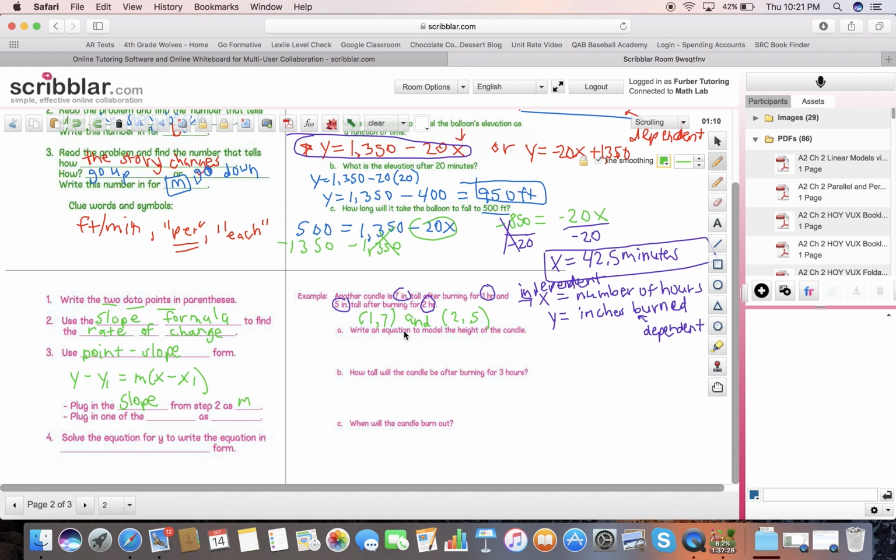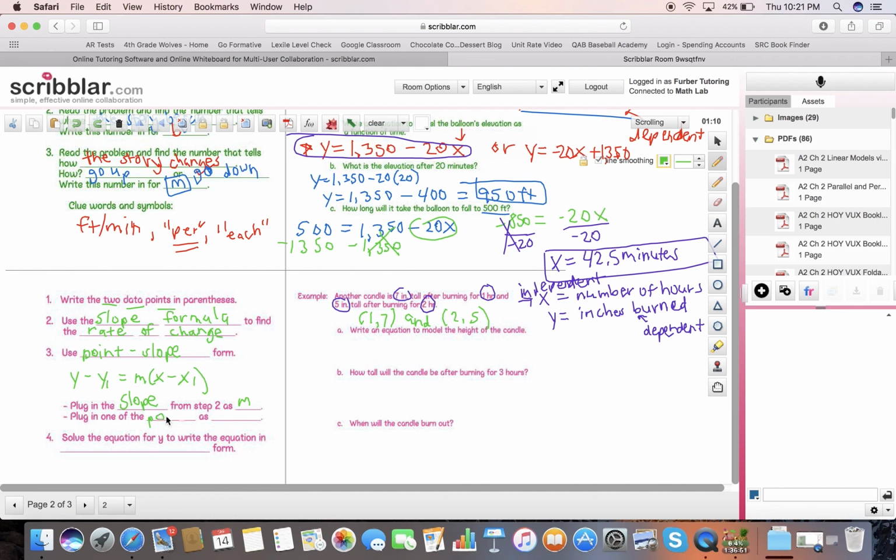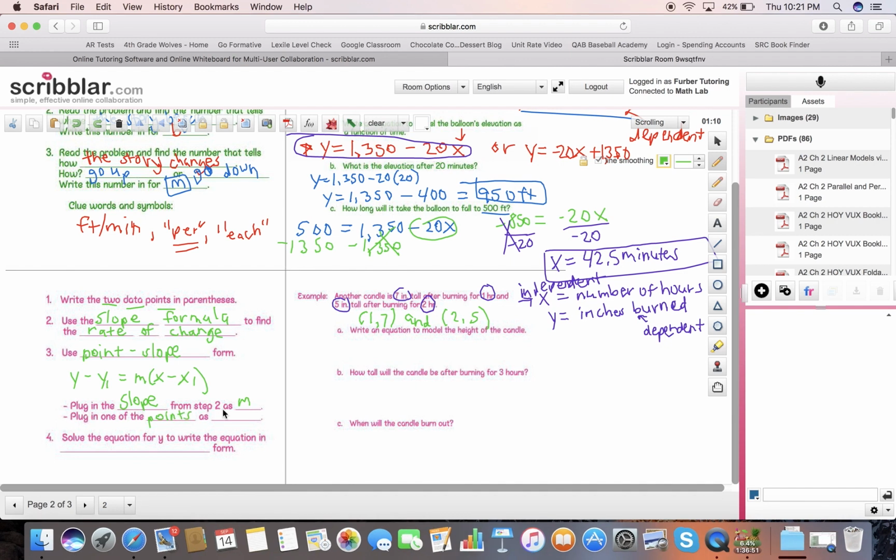And then I'm going to choose one of my data points. It doesn't matter if I choose 1 and 7 or 2 and 5, but I'm going to use those points. Okay, I'm going to plug in one of the points as my x1 and y1. And then once I do that, if I want it to look like a linear model that's in slope-intercept form, I can just convert to slope-intercept form from point-slope. Remember, point-slope is only good for writing equations. It does us no good other than that. But it's going to allow me to get it into a format that I can then convert to slope-intercept form, because all of these are going to be in slope-intercept form when I write the model.